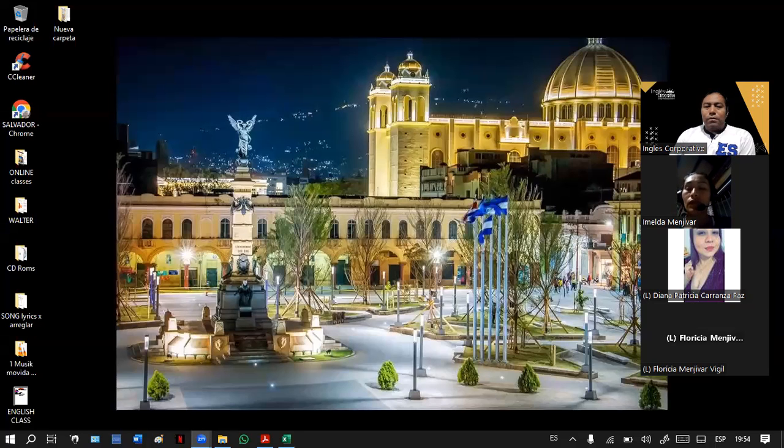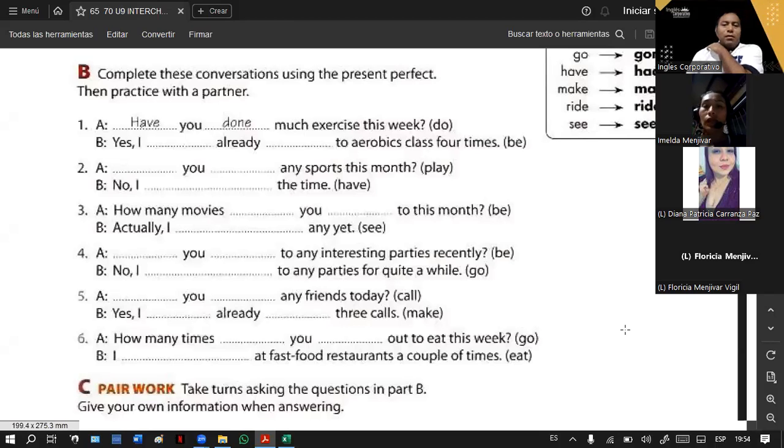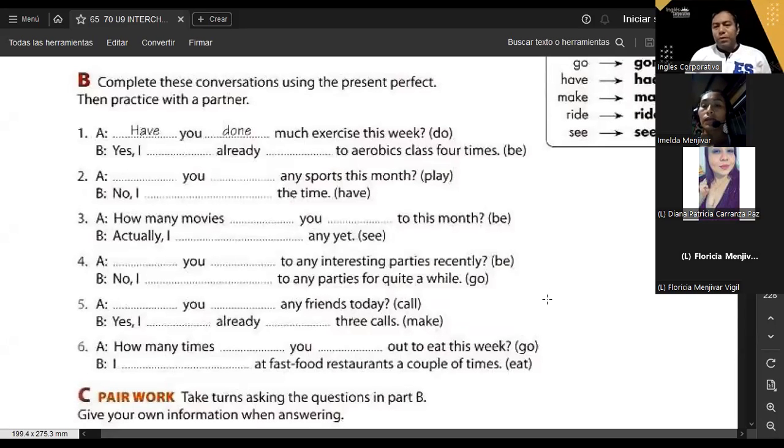I want to show you the PDF. And so we have also a homework. We have a homework about the present perfect, right? Now, in the present perfect, we have this homework.